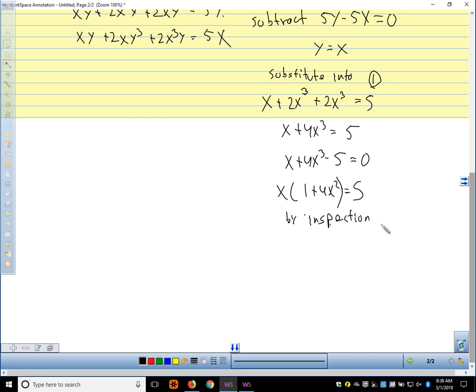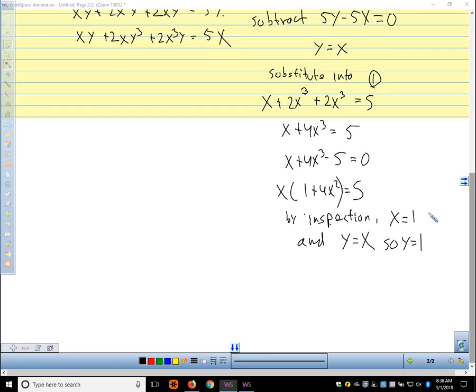I was trying to think, sorry. By inspection, x equals 1. So y equals 1. And we substitute into z equals x squared plus y squared. z equals 2.